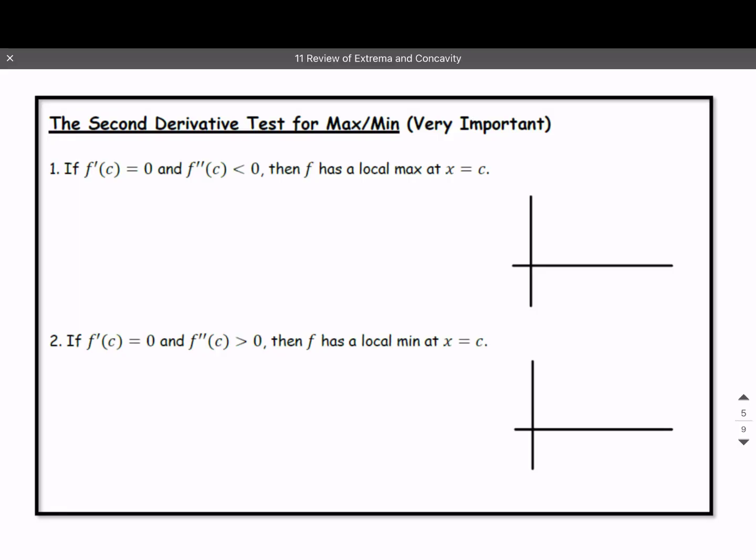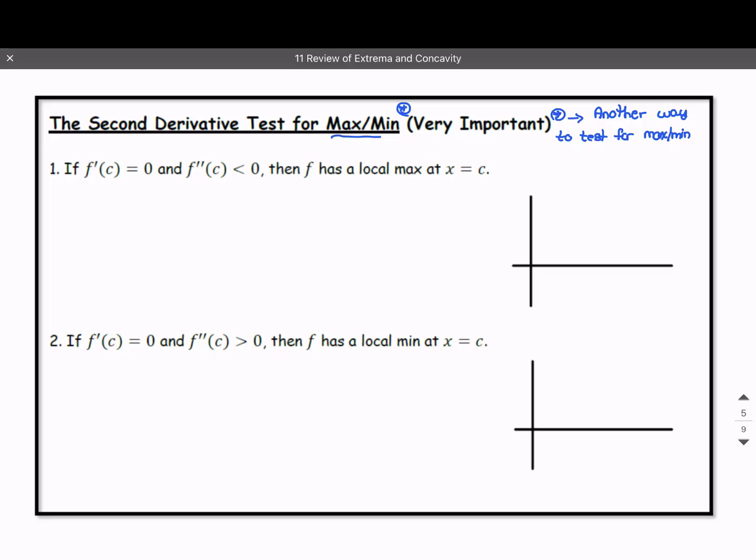Next, we have the second derivative test for max and min. This is a very important test, and it can be very useful and very helpful for us. This is another way to test for maxes and mins.